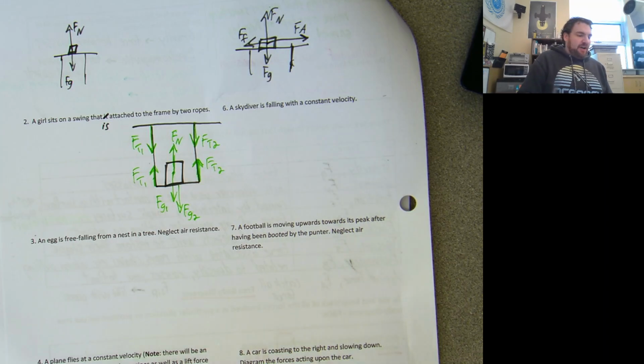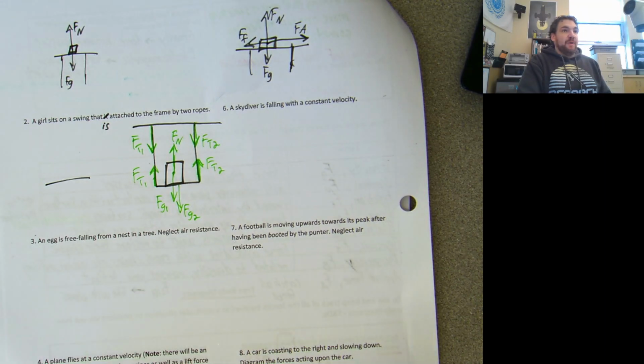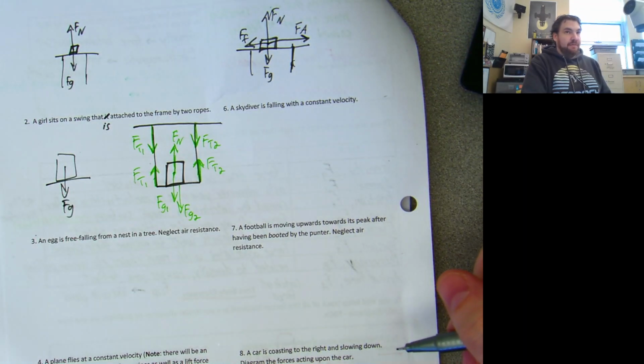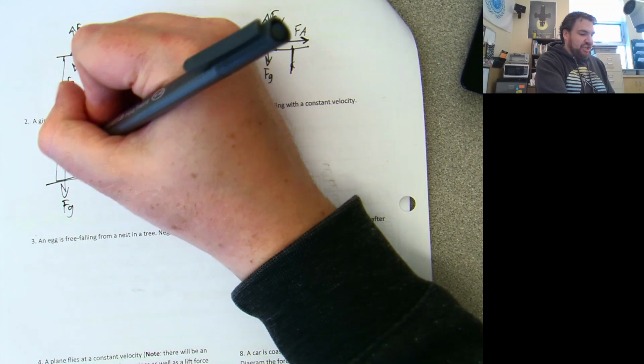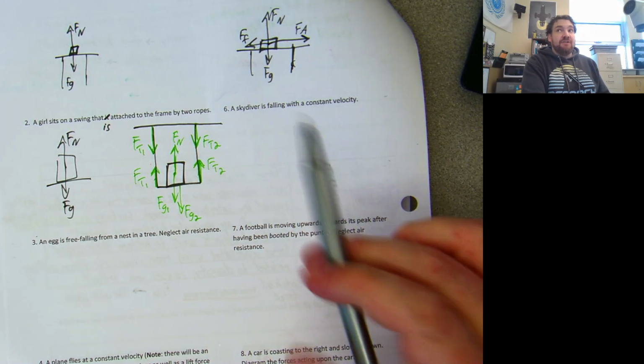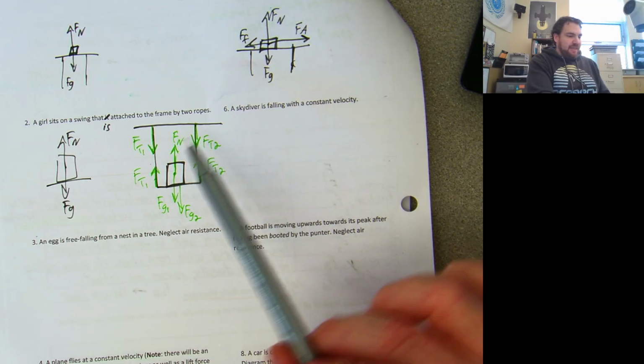If you said, well, forget all that, I just want to talk about the girl on the swing. If you're just talking about girl on swing, what forces are you going to label? Here's girl on swing. Gravity. And normal. She's in contact with swing. If you're talking about the entire scenario, that's what you draw. If you're isolating it to girl on swing, that's all you have to draw.